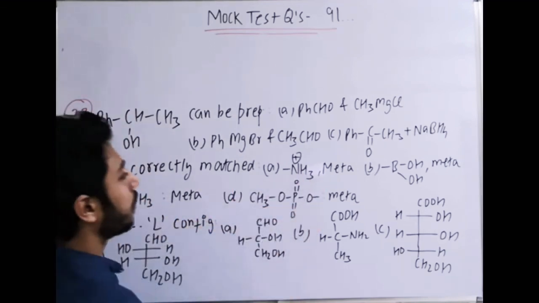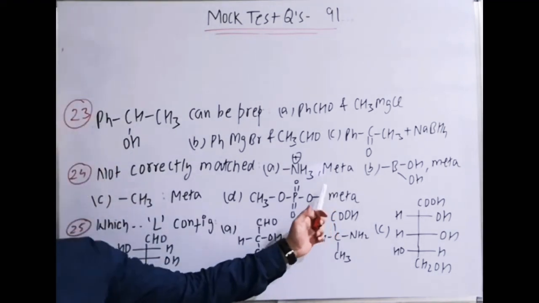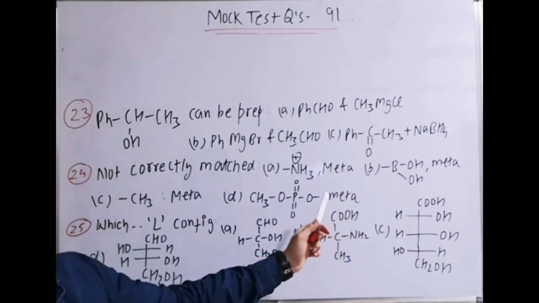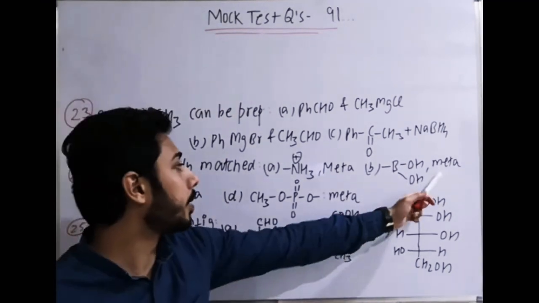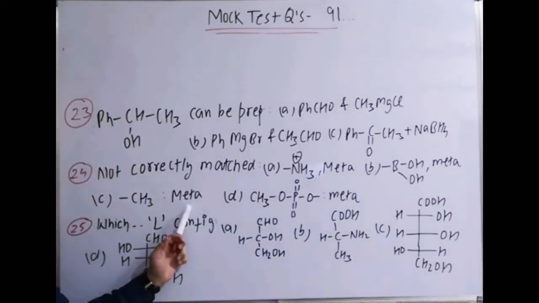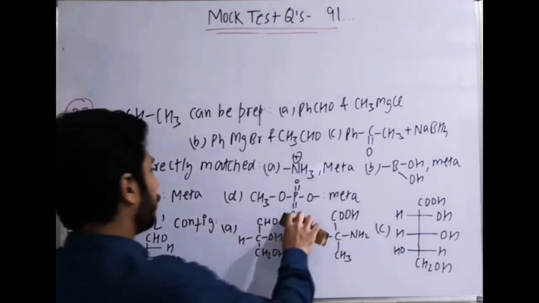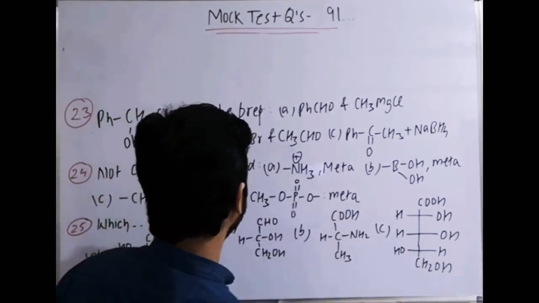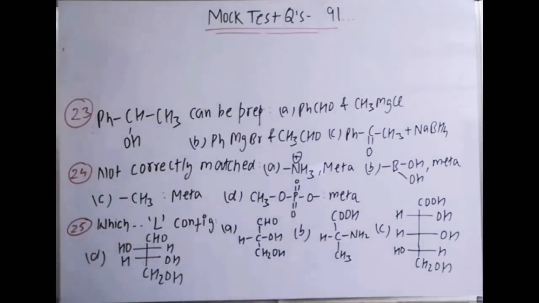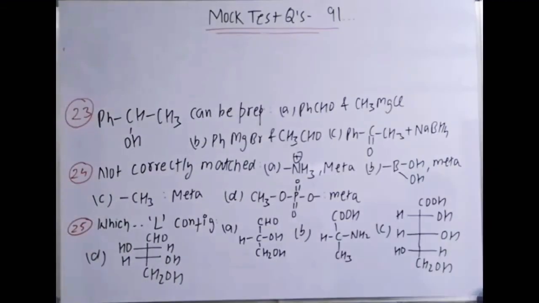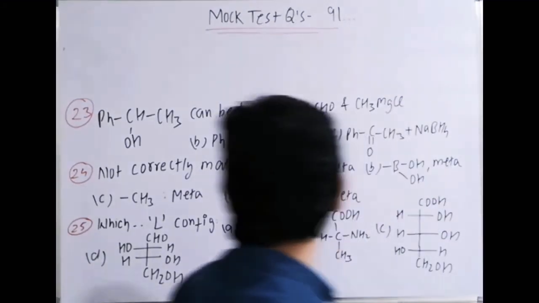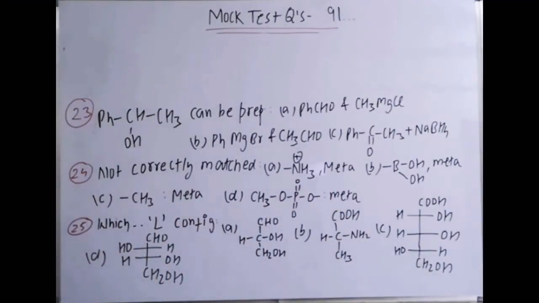Okay, next question: which is not correctly matched. I have written NH3 plus, that is mentioned as meta directing. Then B(OH)2 is mentioned as meta director. CH3 is mentioned as meta director, and then phosphate is given as meta director. In this question, I think phosphate is given. So you can think about it. Answer to question number 23, I am explaining it.